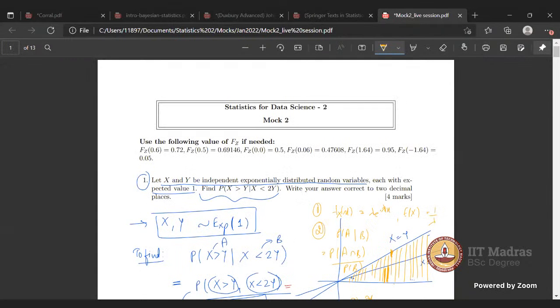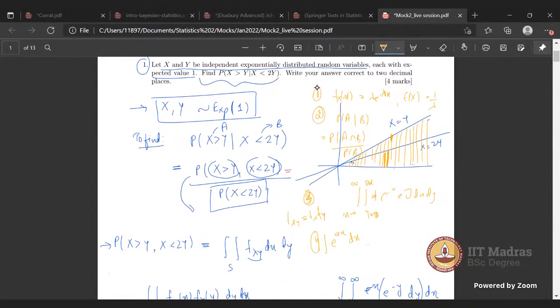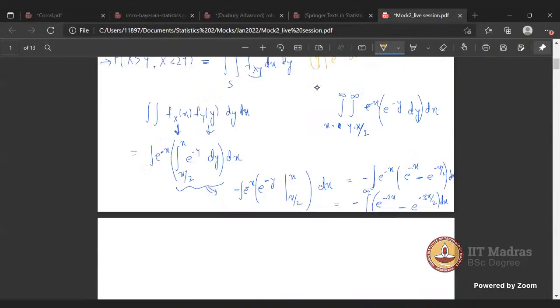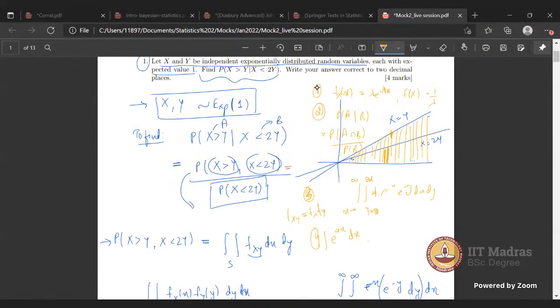Ma'am, for this diagram, the area under x equal to y will be half, and the area under x equal to 2y will be 1/4. So the answer will be half minus 1/4, right? So it's a direct shortcut. Yes, that is also right. Ma'am, is it necessary to take the integration of y first?